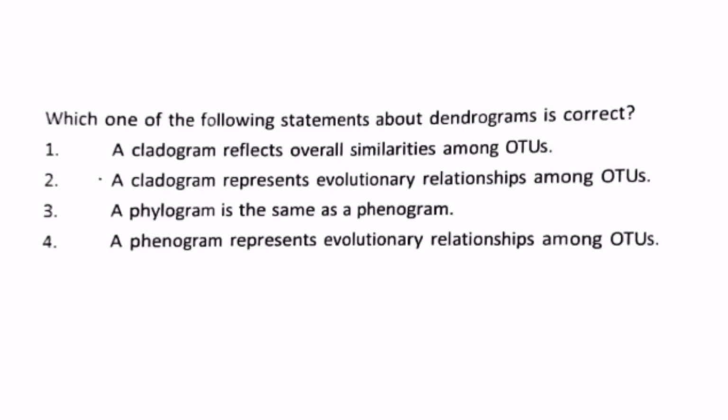Next question. Which one of the following statements about dendrograms is correct? A. A cladogram reflects overall similarities among OTUs. B. A cladogram represents evolutionary relationships among OTUs. C. A phylogram is the same as a phenogram. D. A phenogram represents evolutionary relationships among OTUs. Well, this fact is incorrect. Therefore, our answer is a cladogram represents evolutionary relationships among OTUs.